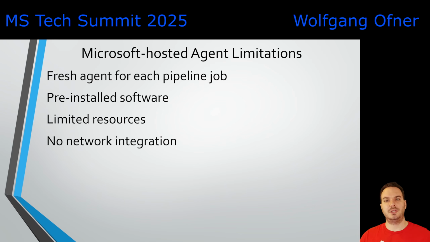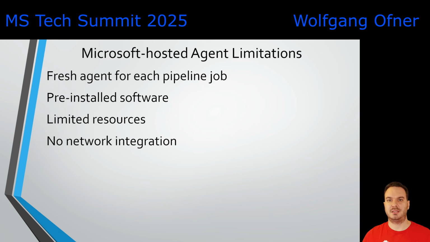Then when it comes to security perspective, a big downside is that you can't integrate the agent inside your own network. So for example, if you have software on premise, the hosted agent always runs on the internet and has to connect over the internet to your on-premise network. The same if you have VNets on Azure. The Microsoft hosted agent has to connect over a public IP address to your services, and therefore they have to be available on the internet.